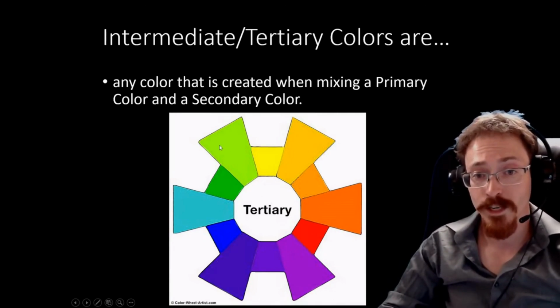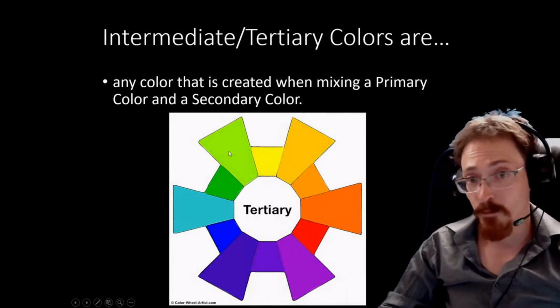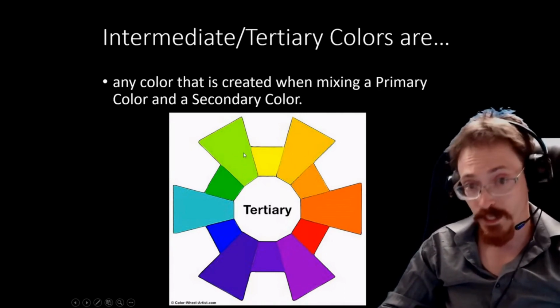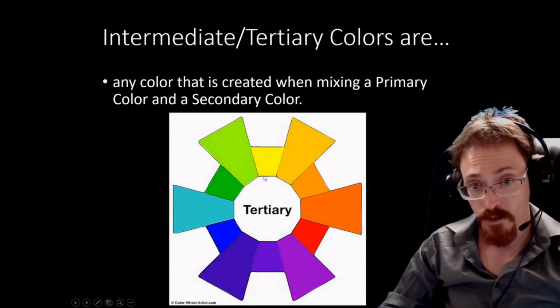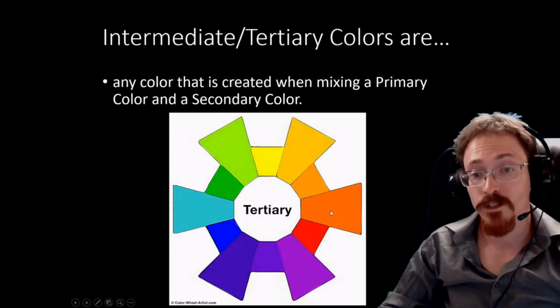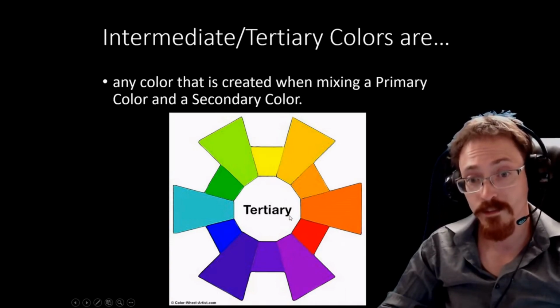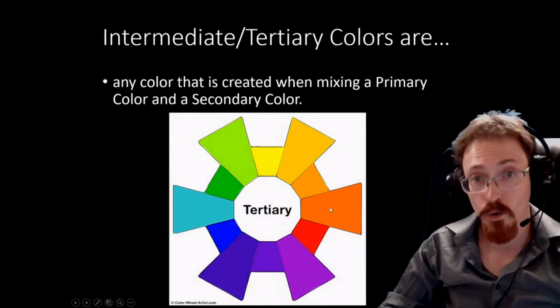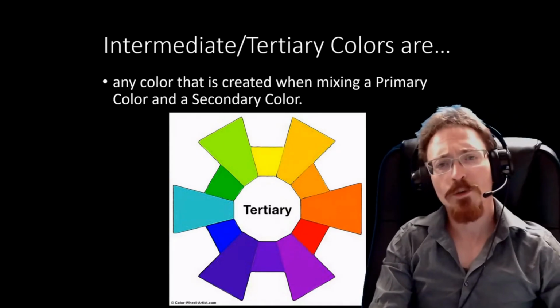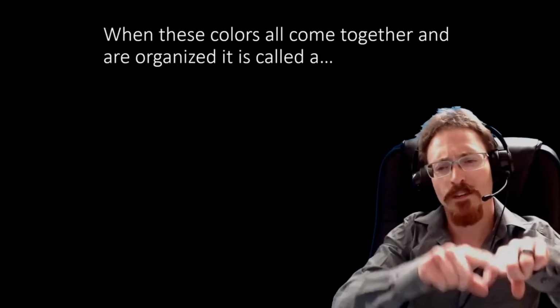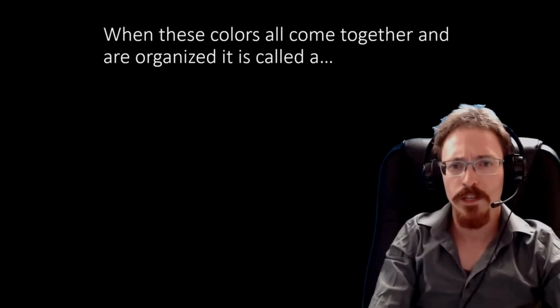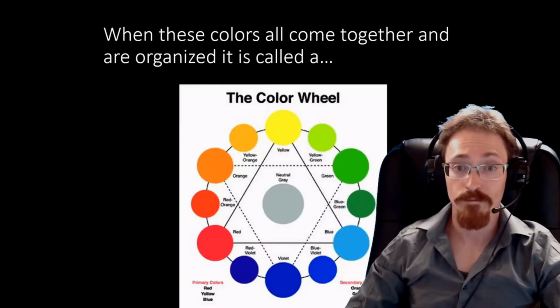So this color right here is not lime green. It is not light green. It is yellow-green. Just like this color takes the primary color red and mixes the secondary color orange to make red-orange. Moving on. Whenever you take all these colors and you put it together in a really pretty wheel, it is known as a color wheel.